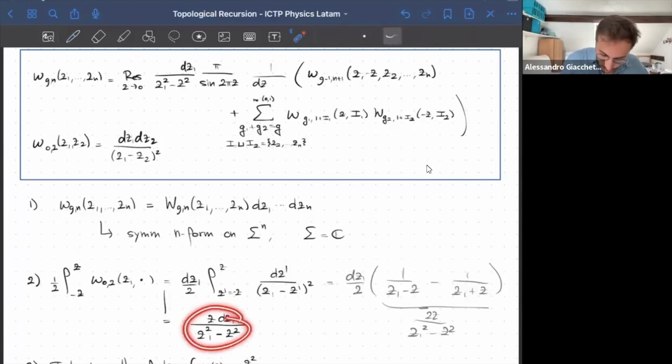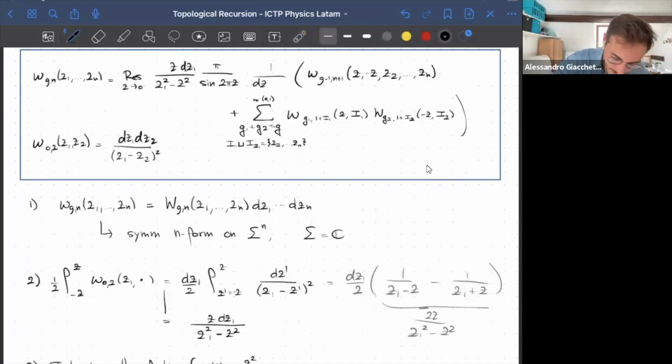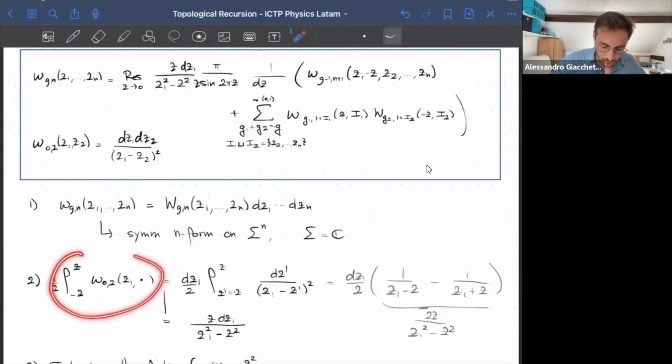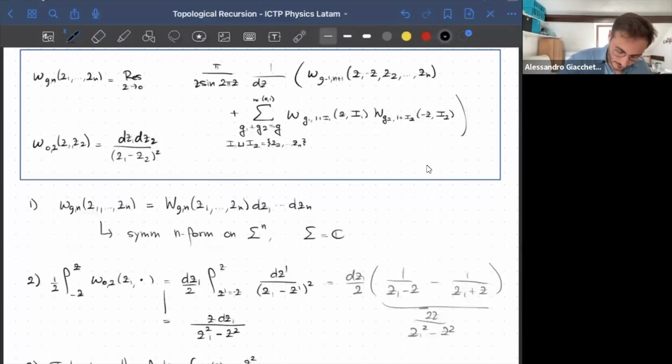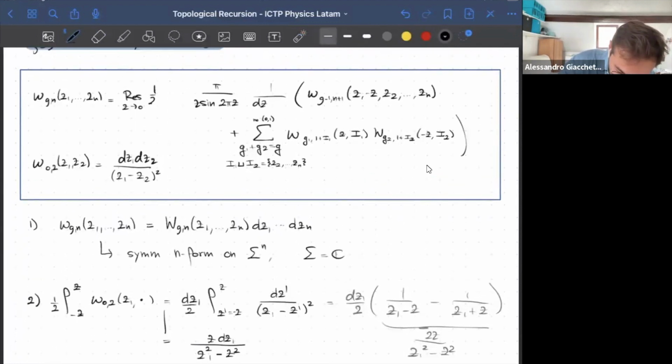But you can see that this quantity is more or less exactly what you have here, right? Except for z. So if I put z here and I also divide by z, this quantity here is exactly this quantity here. So let me substitute it here. So here I have 1/2 integral from minus z to z of omega 0,2 of z1.